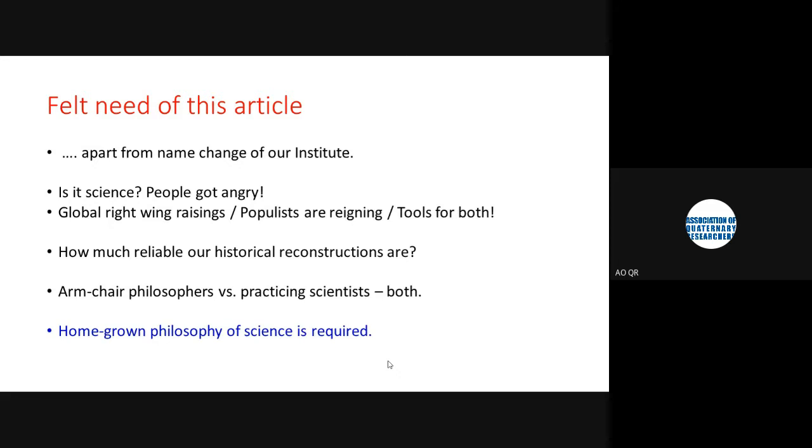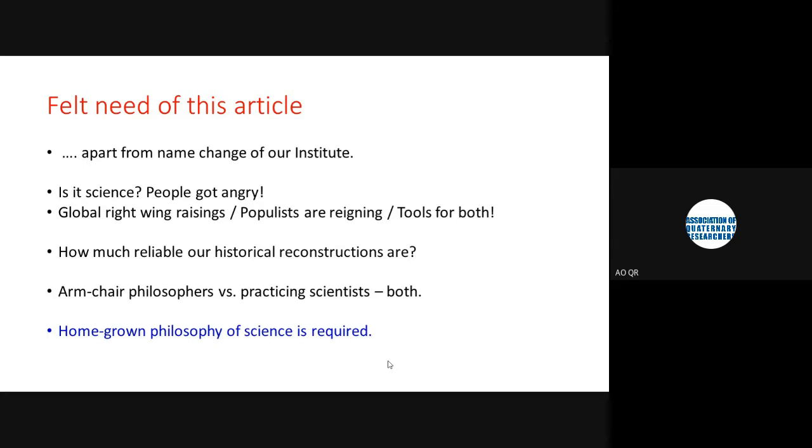Another question or thought is that there are armchair philosophers. They sit in their chair rooms, and they prescribe what a scientist should do. So now there is a dichotomy. They write in philosophy journals on how we should do our science, and as practicing scientists, we don't often read them. Of course, not all. A few people read, but many of us don't know what they are doing. They talk about how we should do our science.